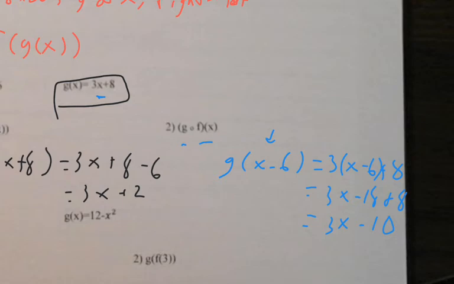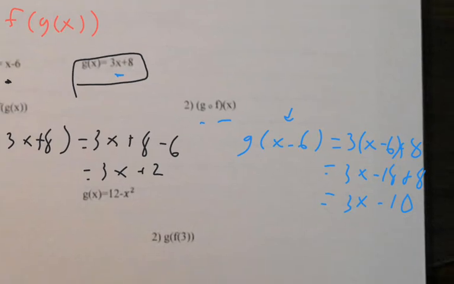So notice that the two answers are not the same. So it's not commutative. So we have 3x plus 2 here, and we have 3x minus 10 here. So we can see that order matters. You can't just do it in any order you want, because then you'll end up with the wrong answer. So when we did f of g of x, we got 3x plus 2, but when we did g of f of x, we got 3x minus 10. So order matters. Just remember that. Work right to left, and that's how we'll find the composition.